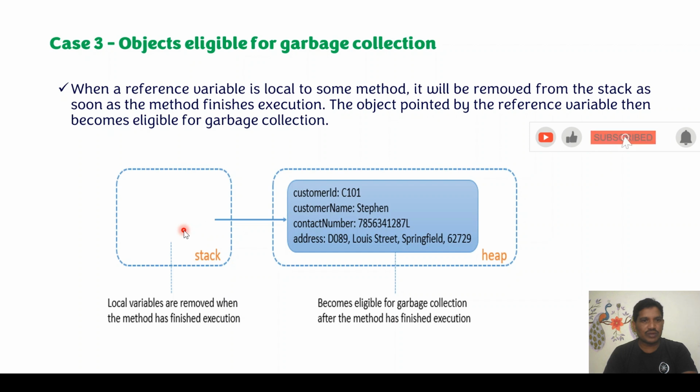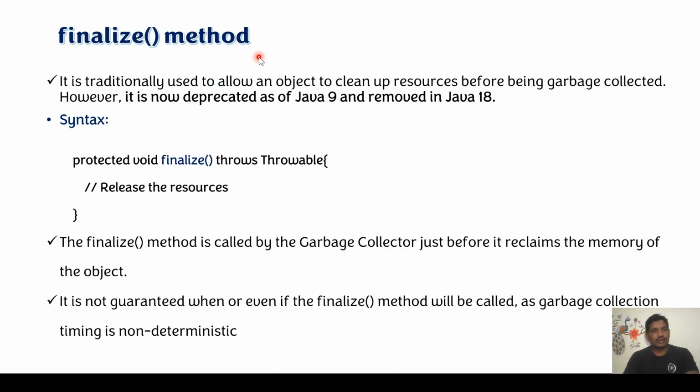It has been removed from the stack. What is the scope of the local variable within that method or within that block? When that method exits, it has to be removed from the memory. What is the finalize method? It is traditionally used to allow an object to clean up resources before being garbage collected.